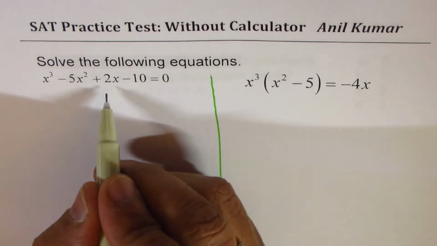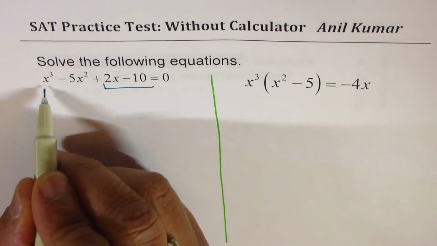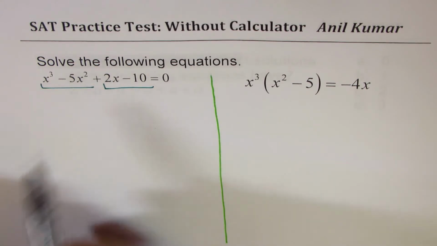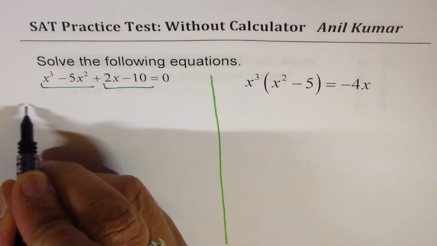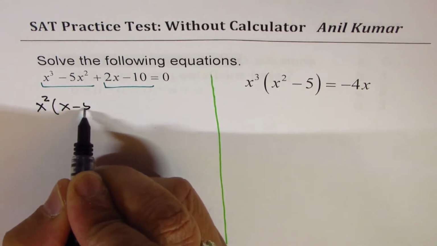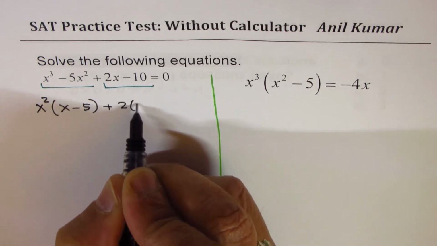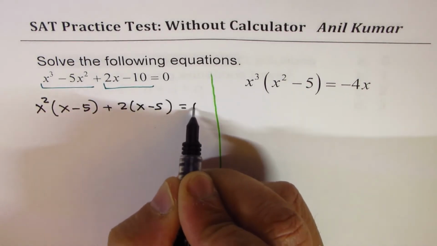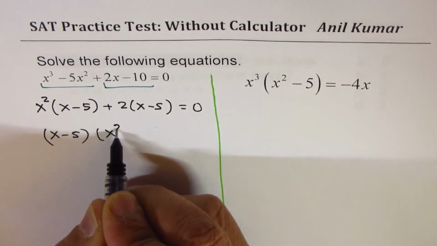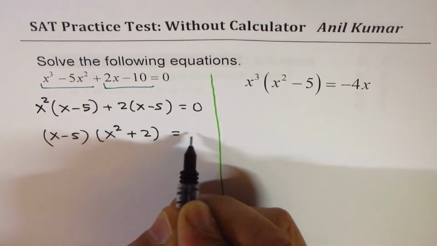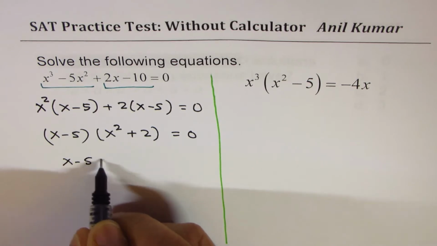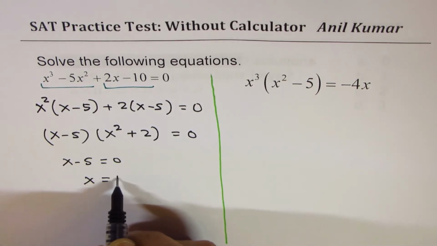Now the very first one, you can see that 2 times 5 is 10, and this is also a 1:5 ratio. So we could factor by grouping, right? So factor by grouping, we could write this as x squared is common. So we get (x minus 5), plus 2 is common. We get (x minus 5) equal to 0. Now x minus 5 can be taken as a common factor, and we get (x squared plus 2) equals 0. Now x squared plus 2 is never 0. Only solution is x minus 5 equal to 0, which gives you x equals 5.